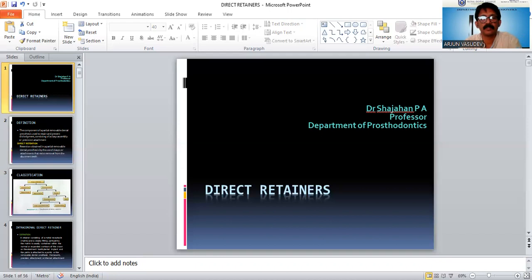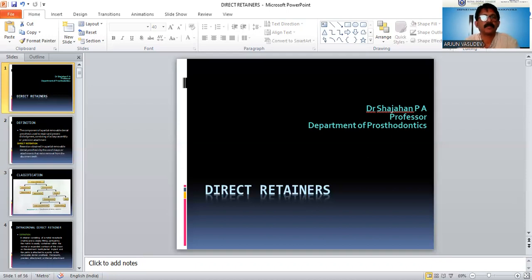C is marked as a reciprocal arm, and B is a retentive arm. And you can see the D minor connector for the denture base. And here is the rest. Okay, these are the major components. This is the minor connector which connects the clasp assembly to the major connector.